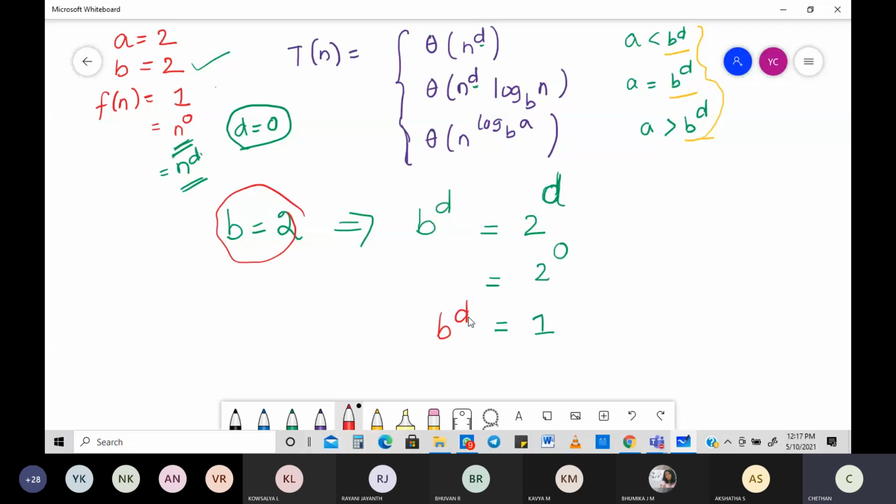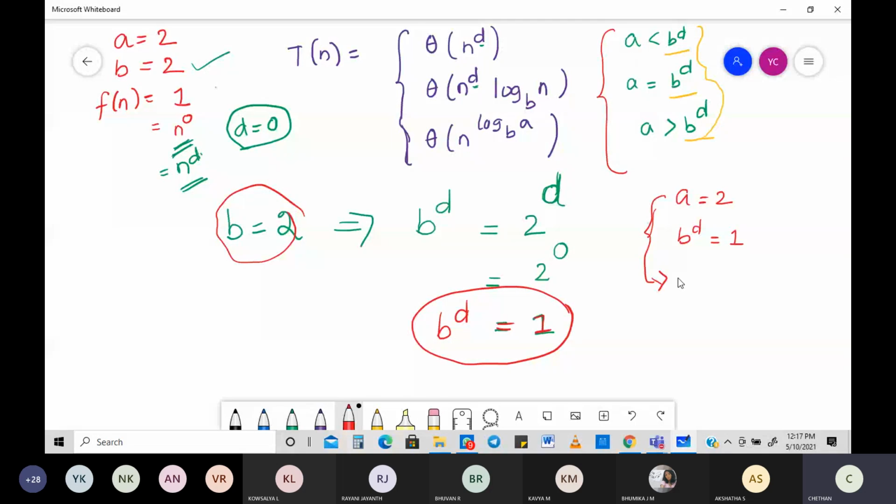Now I need to check which equation is going to hold true for this. You know very clearly a is equal to 2, and b to the power of D is equal to 1. So can I write this entire thing, be careful here, as a greater than b to the power of D? Say 2. What is the meaning of it? 2 is greater than 1.